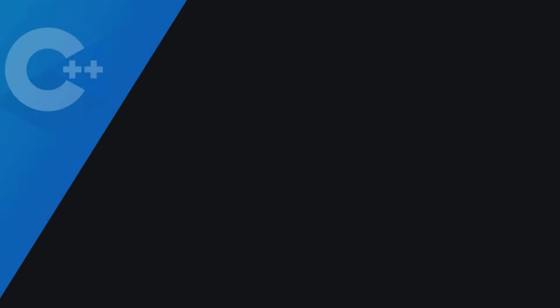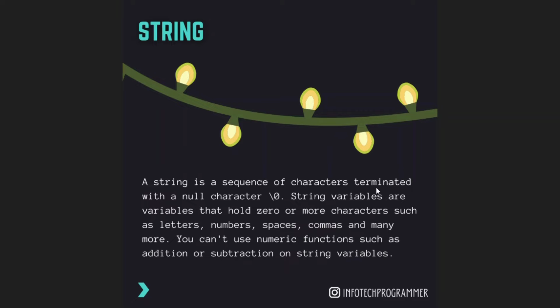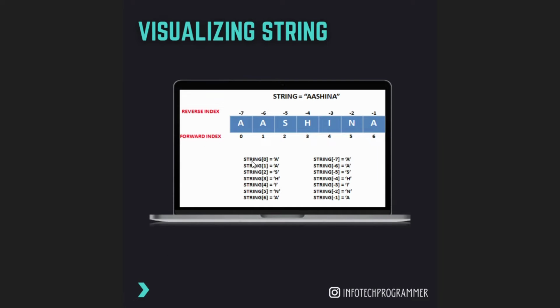So today we will discuss strings in C++. Let's get started. A string is a sequence of characters terminated with a null character, \0. String variables are variables that hold zero or more characters, such as letters, numbers, spaces, commas, and many more. You can't use a numeric function such as addition or subtraction on string variables. A string is like that, you can see here.